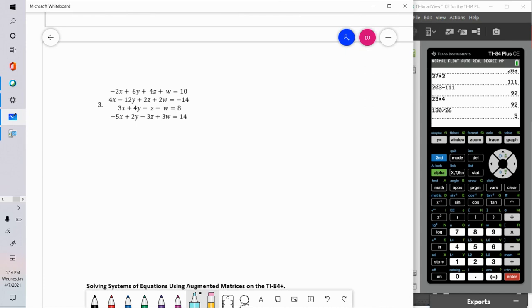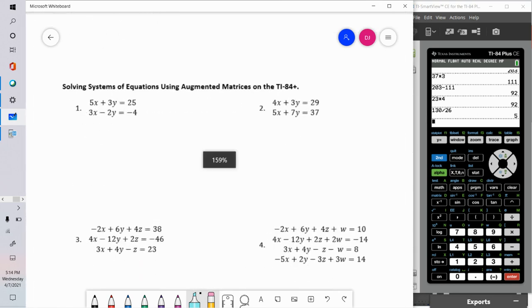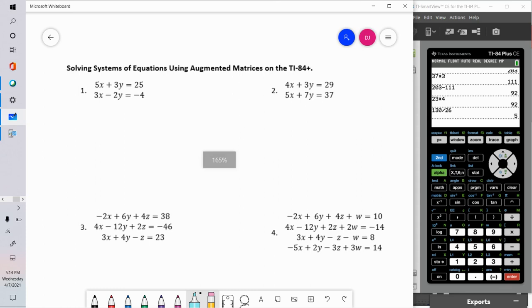What I want to do instead, since we're doing this by video, is move ahead and look at this using the graphing calculator. You'll recognize that these systems are similar to ones we've done. Number 3 is the one we didn't just do. Number 4 is the other one we didn't just do. But number 1 here, if I use the TI-84, I still need to write this system as an augmented matrix: 5, 3, 25, 3, -2, -4.